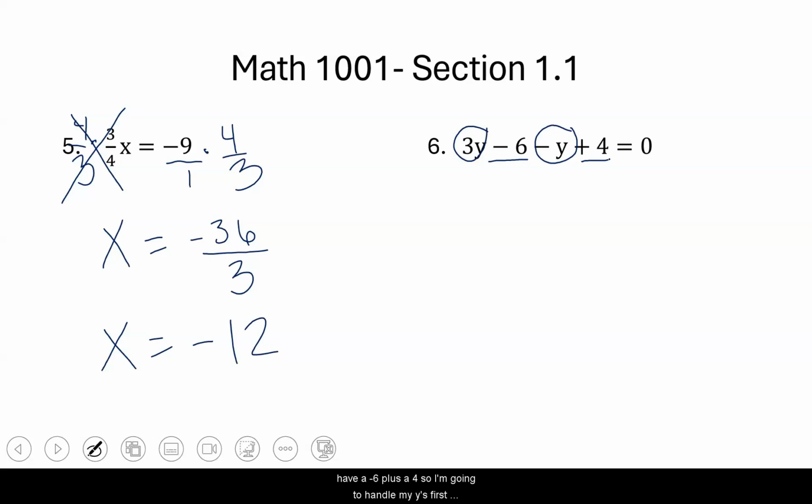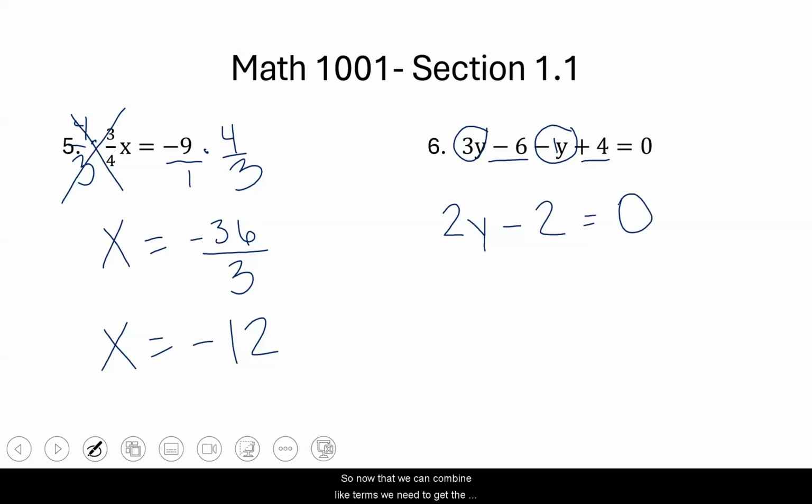So I'm going to handle my y's first. We are not crossing the equal, so do not do the opposite. This is the same side, so hold the signs. So 3 minus, again, this is a 1. So 3 minus 1 is positive 2y. So now let's do our numbers. We're not crossing the equal, so hold the sign. So it's just negative 6 plus 4. So negative 2, bring down your equal, and bring down your 0.